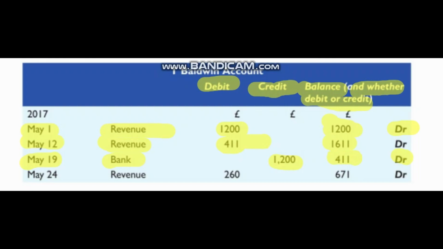And then on May 24th, you have revenue again worth 260 pounds, and now your total balance is 671 pounds. How did you get this? You basically added 260 with the previous balance of 411 pounds. Now you have a total of 611 pounds, which comes down to a debit balance.